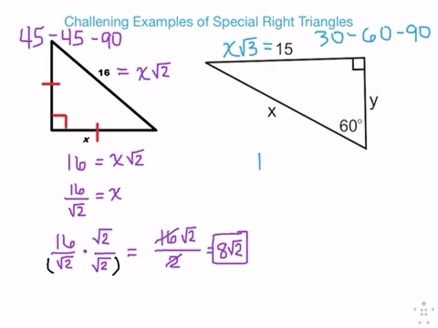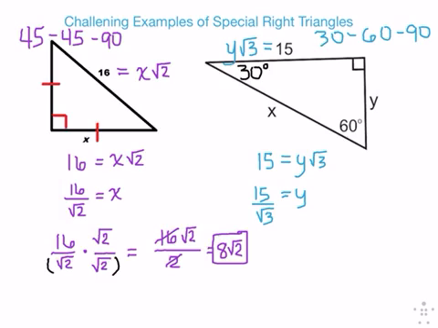To solve, I'm going to go ahead and list this variable as variable y, because in my picture I have the side opposite from the 30-degree angle as y. So I'll list that as the variable y. So we have 15 is equal to y times the square root of 3. Then to solve, we would do 15 divided by the square root of 3.